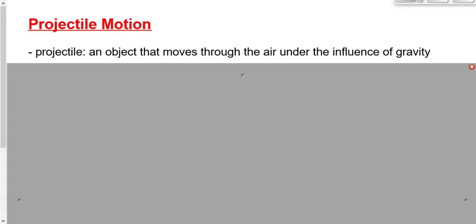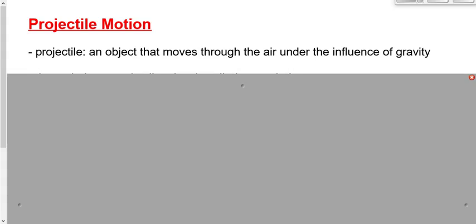The demonstration that we just did illustrates a principle called projectile motion. A projectile, firstly, is an object that moves through the air under the influence of gravity. So technically, if I drop this board marker, it's a projectile, because it experiences gravity. Typically, when we talk about a projectile, we're talking about a projectile that's launched like this and flies through the air horizontally and vertically.